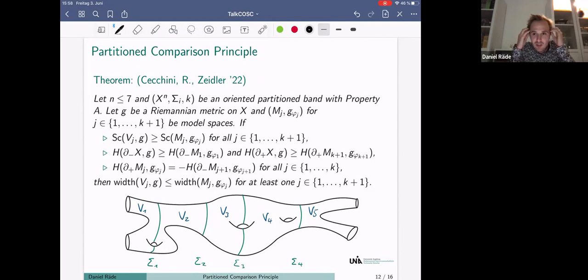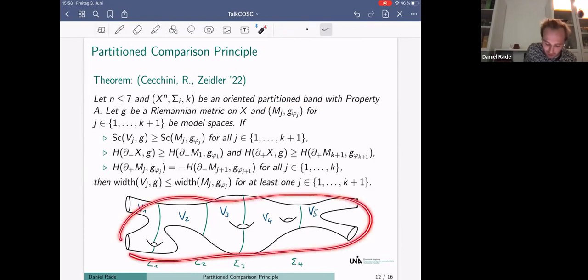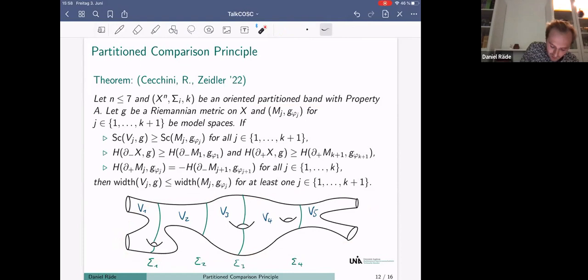What we did is we tried to use the things we had and glue them together. This is the partition comparison theorem. The statement is very long, and I don't even want to give a definition of what a partition band is, but let's look at this picture. You have a band, and you pick some separating hypersurfaces, these sigmas, and those subdivide your band into smaller bands.